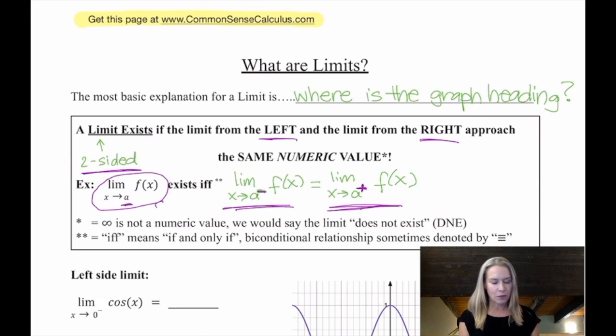So, the two-sided limit exists if the limit from the left is equal to the limit from the right, and of course those two limits have to be the same numeric value, meaning they're not infinity, they're not undefined, they have to be an actual numeric value that we're approaching. Also, you might have noticed that I spelled if with two F's. That's not a typo. That is notation to imply that this is a biconditional relationship, meaning the two-sided limit exists if and only if the left and the right hand limits are equal to each other, and the left and right hand limits are equal to each other if and only if the two-sided limit exists.